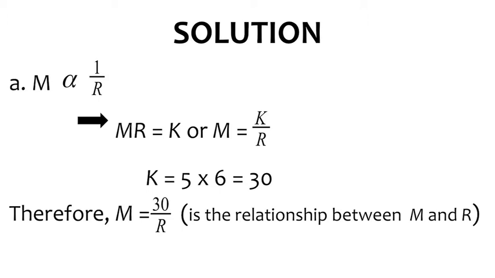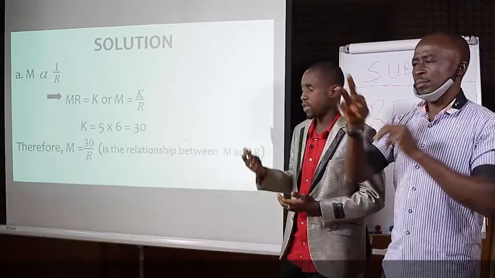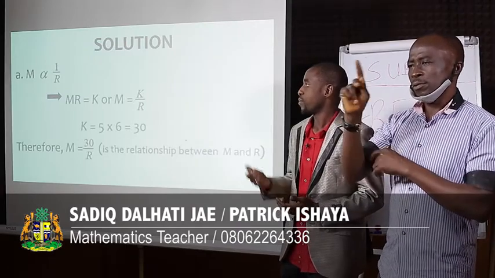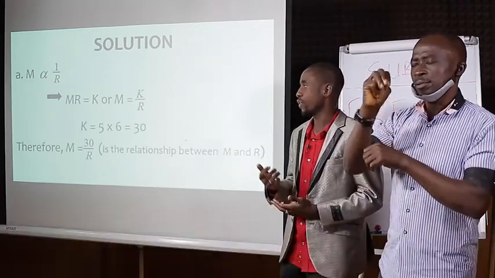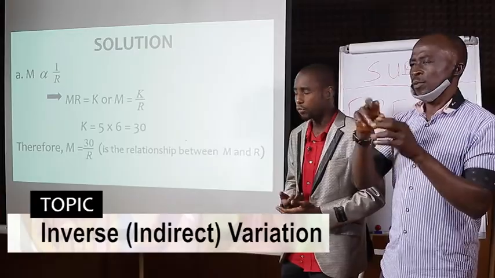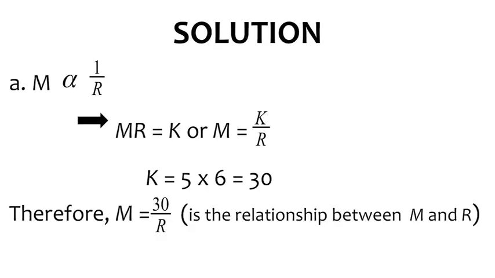And from the initial stage, we said the product of the variables, here our variables are m and r, will result in a constant. That is the reason why we have mr equals k, where k is the constant. Making m the subject of the relation, or m the subject of the formula, then we have m equals k over r. Now we must find the value of the constant, which is k.